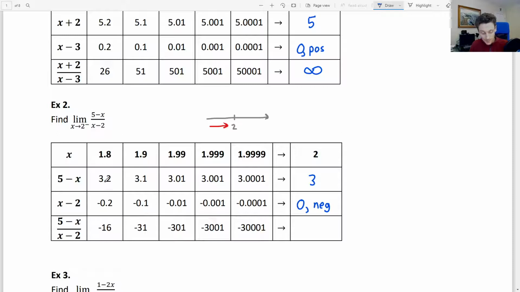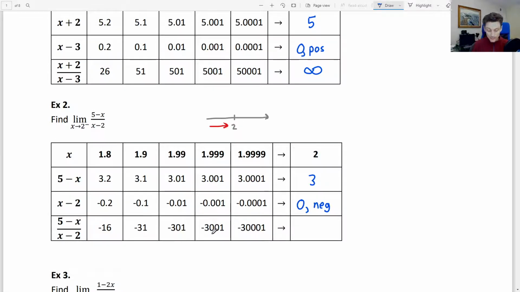So now when we take 3.2 divided by negative 0.2, we would get negative 16. 3.1 divided by negative 0.1, and we'll get negative 31. Notice how all of the numbers on the bottom row, which are the numbers we're interested in, are negative, because the top numbers are all positive, the bottom numbers are all negative, and a positive divided by a negative is going to be a negative number.